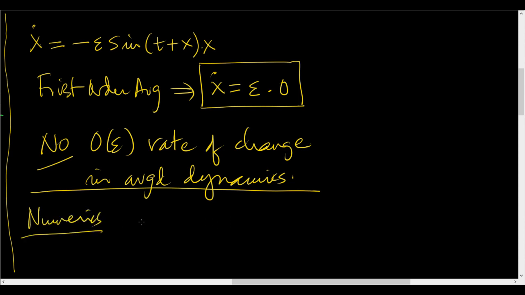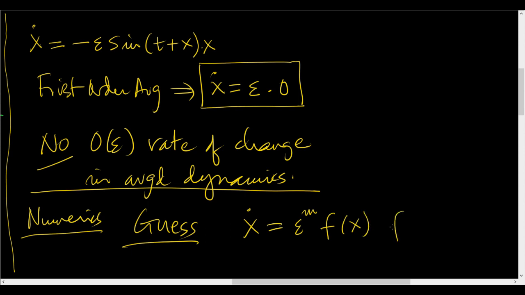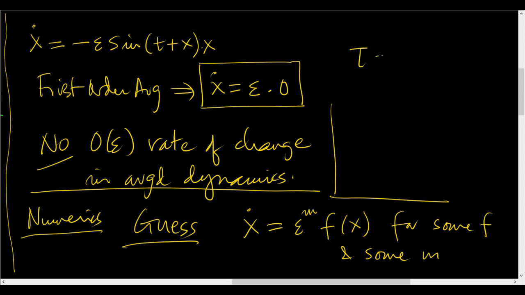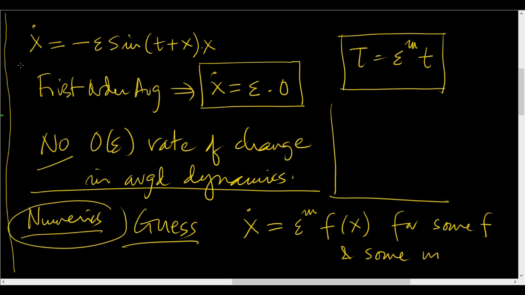Suppose, guess, that x dot is now epsilon to the power m times f of x for some f and some m. What that means is tau equals epsilon to the power m t is the appropriate time scale. Can we find this from numerics? Can we guess m? Let's do that first.